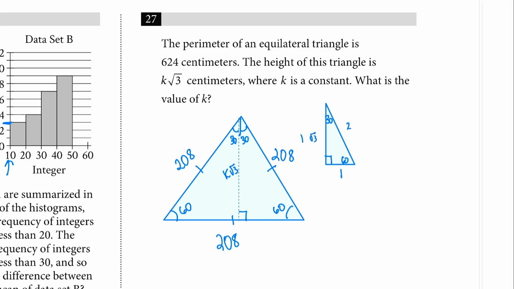Since we have k out here, and half of this side is going to be 104, and we already know that this side is 208, and 208 is double 104, then our k value here is going to be 104 radical 3.